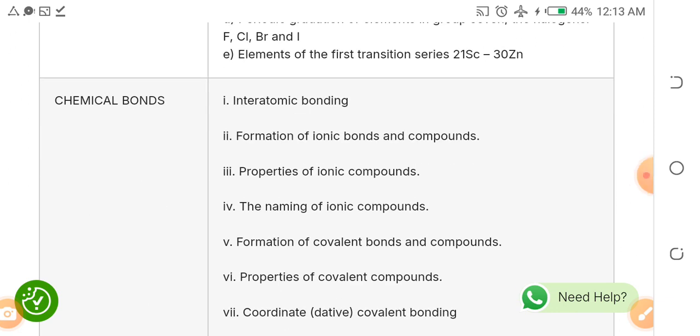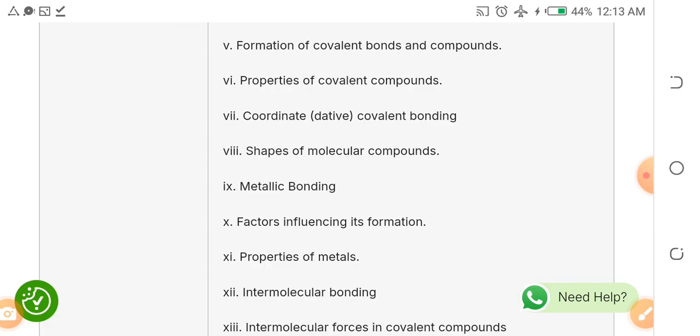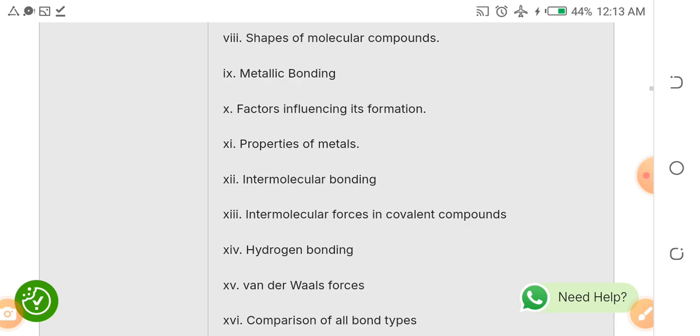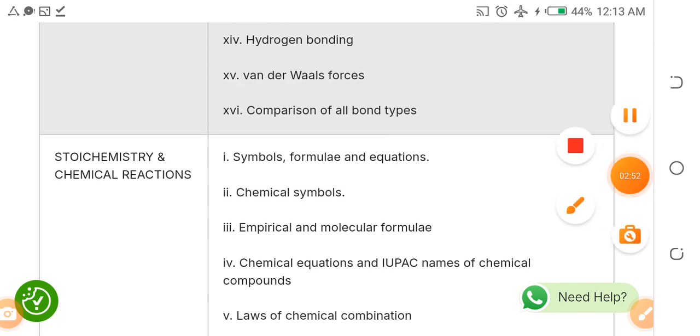Then read up chemical bonding, interatomic bonding, formation of ionic bond and compounds, properties of ionic bonds, the naming of ionic bonds, formation of covalent bonds and compounds, properties of covalent bonds, coordinate, dative covalent bonding, shapes of molecular compound, metallic bonding, factors influencing its formation, properties of metals, intermolecular bonding, intermolecular forces in covalent bonding, just hydrogen bonding, van der Waals forces, comparison of all bond types, that is compare covalent versus electrovalent and all the rest.